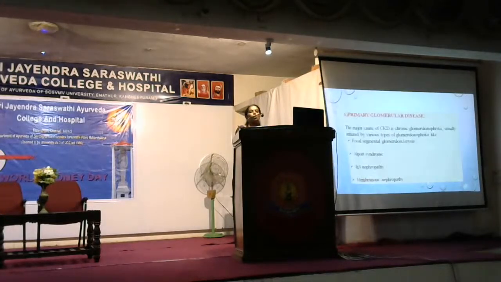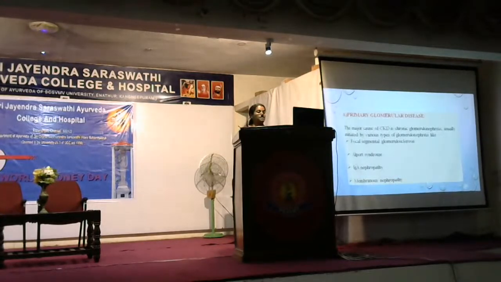What are primary glomerular diseases? In primary glomerular disease, the pathology lies in the renal system only. Examples are focal segmental glomerulosclerosis, Alport syndrome, IgA nephropathy. Any infections and inflammations of the renal parenchyma will lead to primary glomerular diseases and secondary glomerular disease.